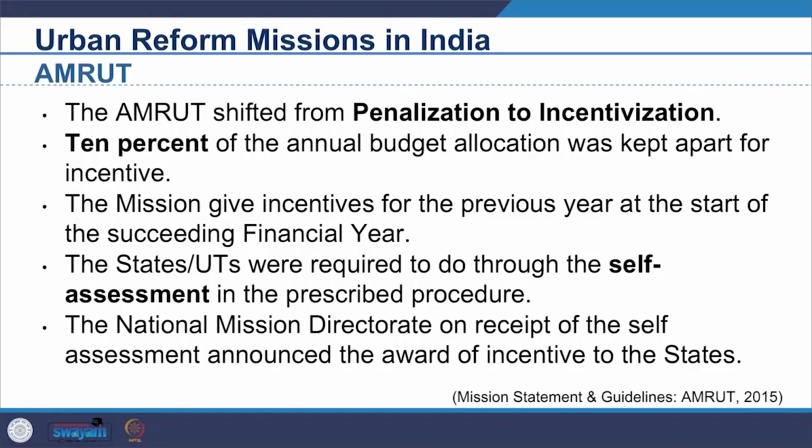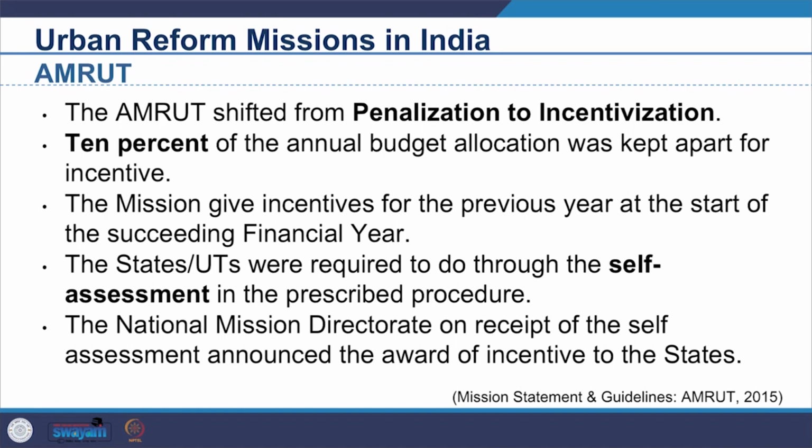The past experience showed that projects got delayed if release of project funds was linked to non-completion of reforms. Therefore, AMRUT shifted from penalizing to incentivization. 10% of the annual budget allocation was kept apart and given to the states or union territories every year as incentive for achievement of reforms. The mission gave incentives for the previous year at the start of the succeeding financial year.